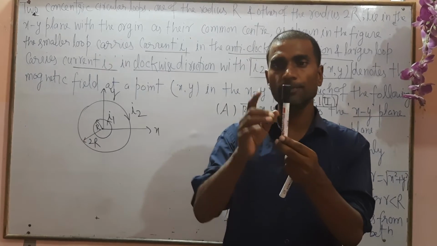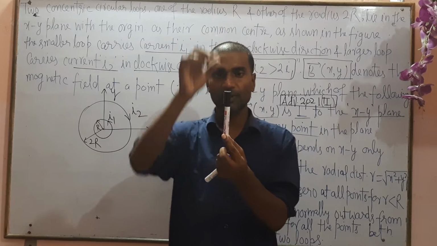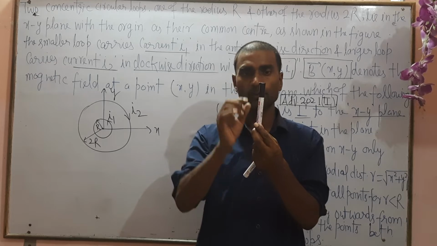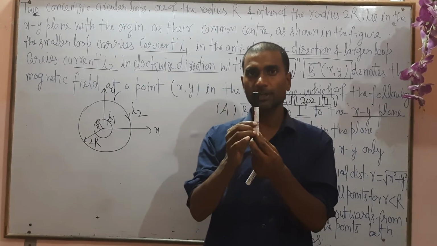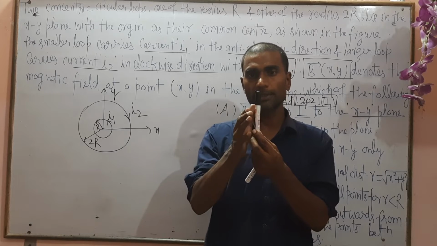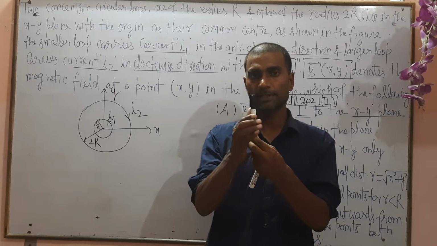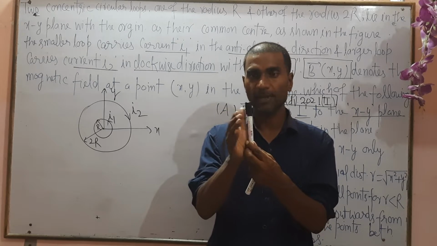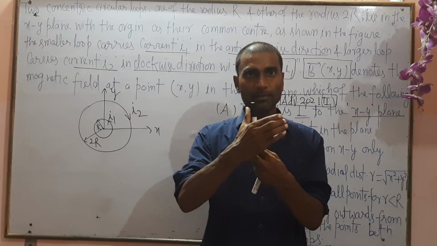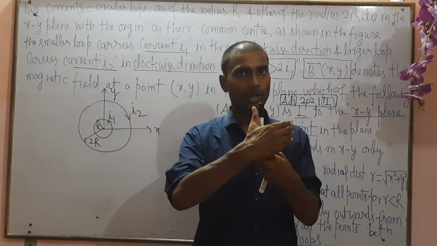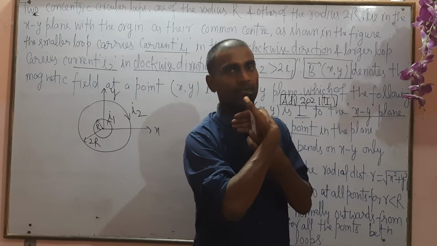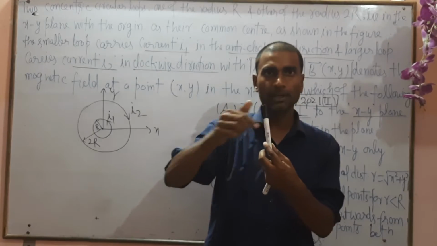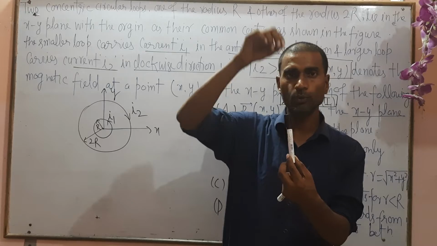Let us suppose this is a wire, with plus infinity and minus infinity. If the current I flows in the upward direction, then the direction of the magnetic field is circular around it, not straight. The direction of the magnetic field will be circular due to current I.